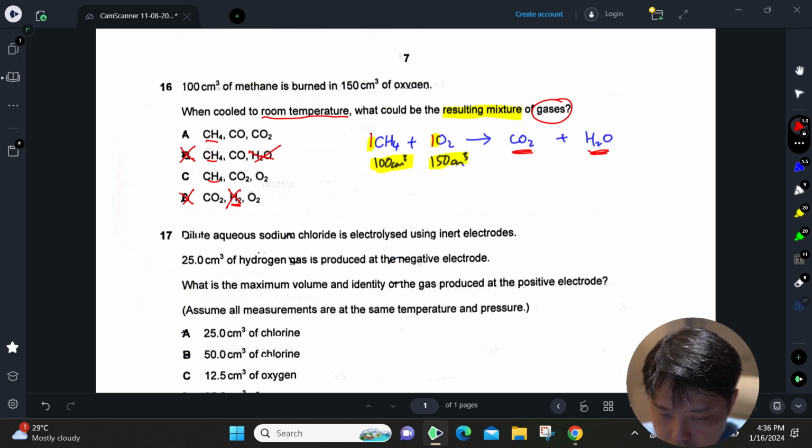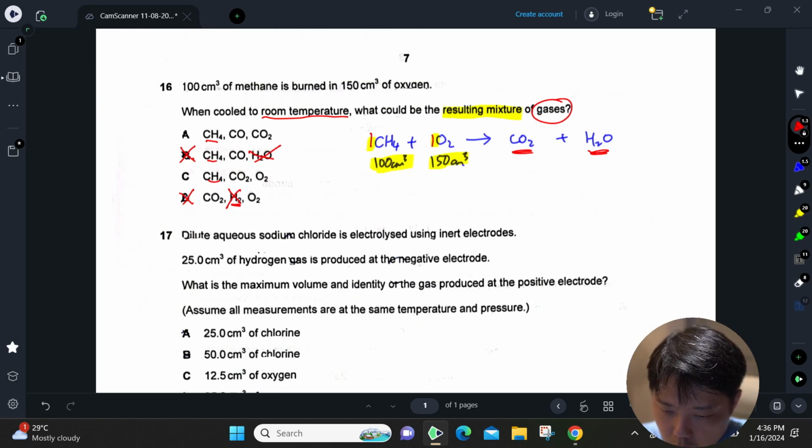Okay, so take a closer look at A. In A, you have methane, you have CO, you have CO2. And then in C, you have methane, you have CO2, and you have O2. Which is the more likely outcome?